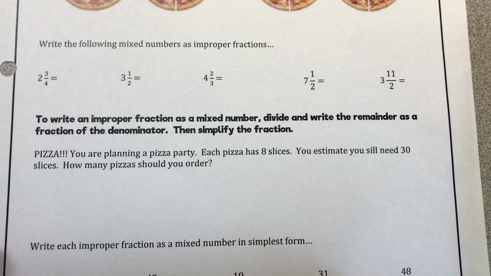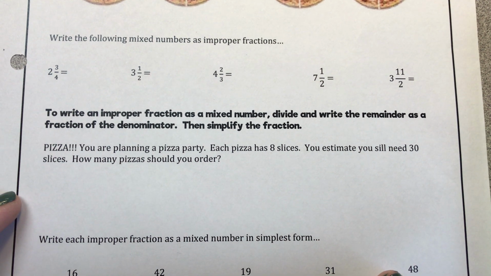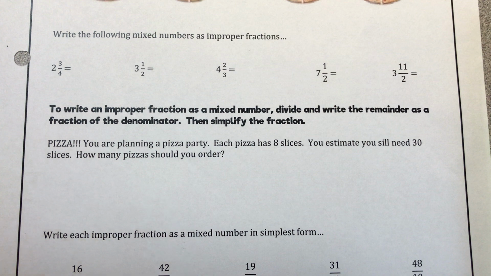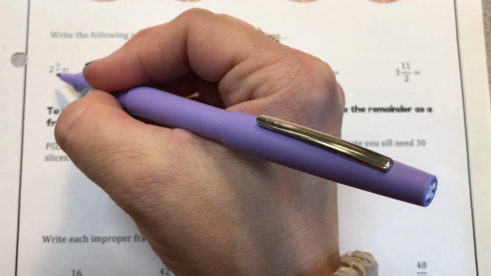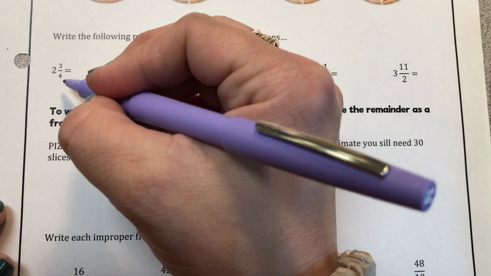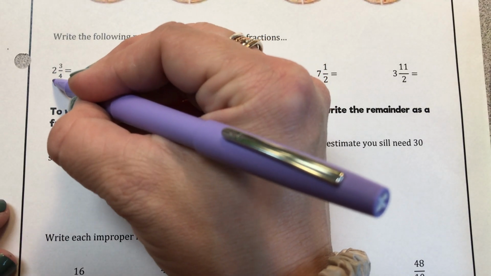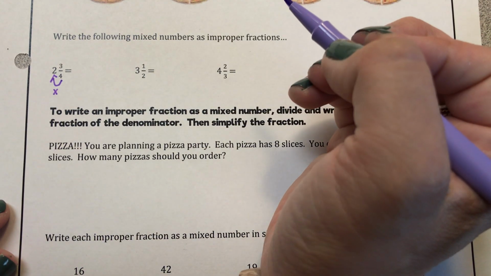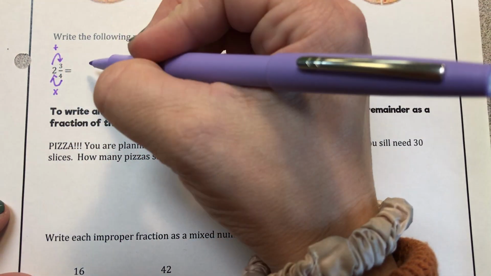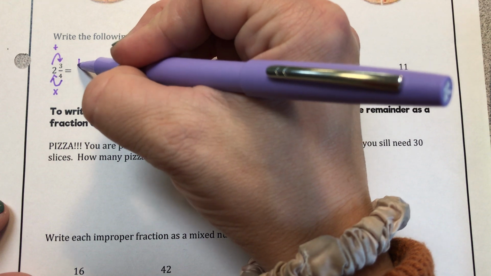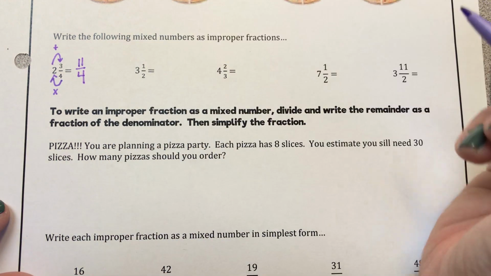So it says write the following mixed numbers as improper fractions. Okay, and I teach this using something called the wheel. And the wheel is where you start with this bottom number, okay, this 4. And we're going to do 4 times 2 is 8, and then 8 plus 3 is 11. And it's 11 over 4.